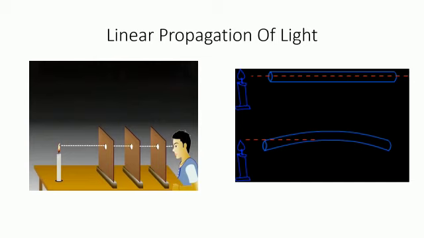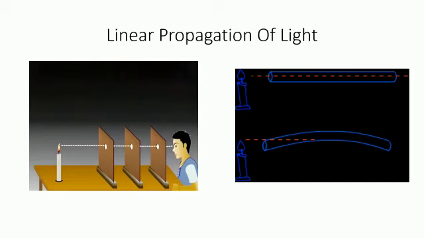Let us do the second activity. Take a straight tube that can be bent easily, as shown in the figure. Place a burning candle on a stand and look at it through the tube. Then bend the tube and look at the candle again. What do you see? When you look through the straight tube, you will be able to see the flame of the candle. But when the tube is bent and you try to look through it, you won't be able to see the flame of the candle.